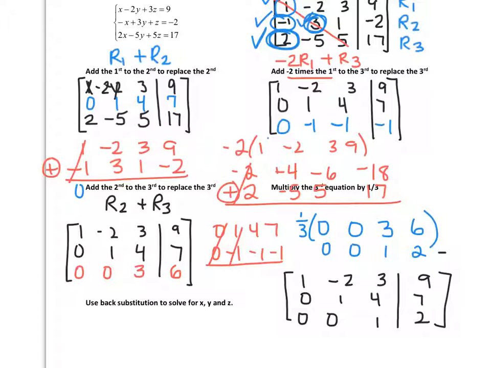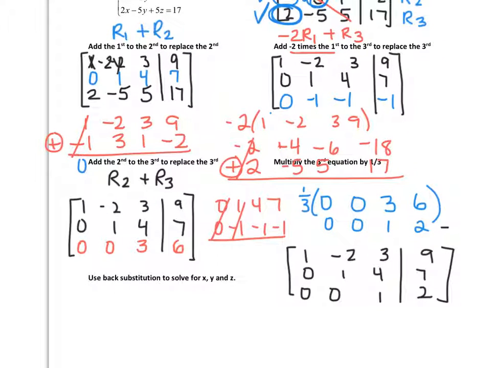So now I have my main diagonal being 1s. 1, 1, 1. Everything else below it are 0s. So what this implies is that this is my z value. If I have a 1 here, that means z equals 2. So those are now my coefficients, what I have left of my system. So if I'm reading from up here, I have 1x minus 2y plus 3z equals 9.